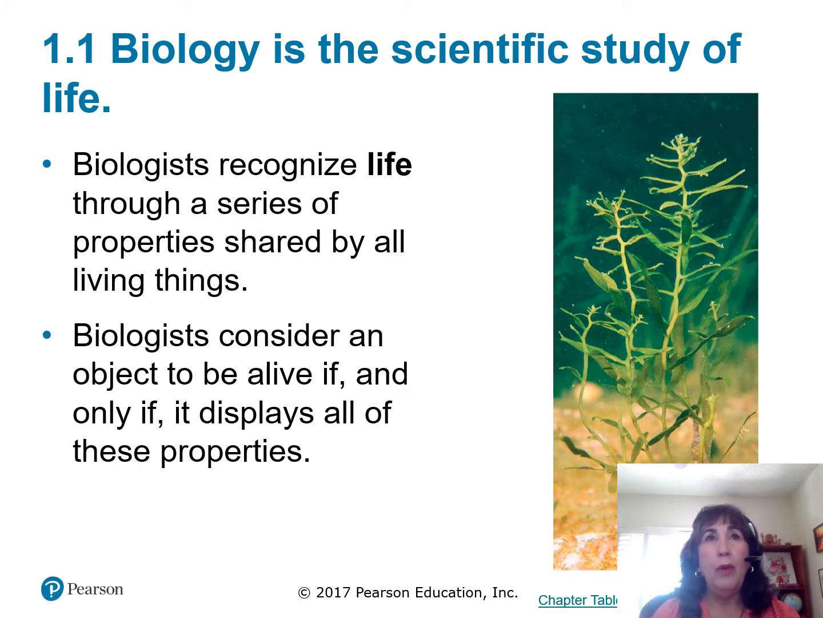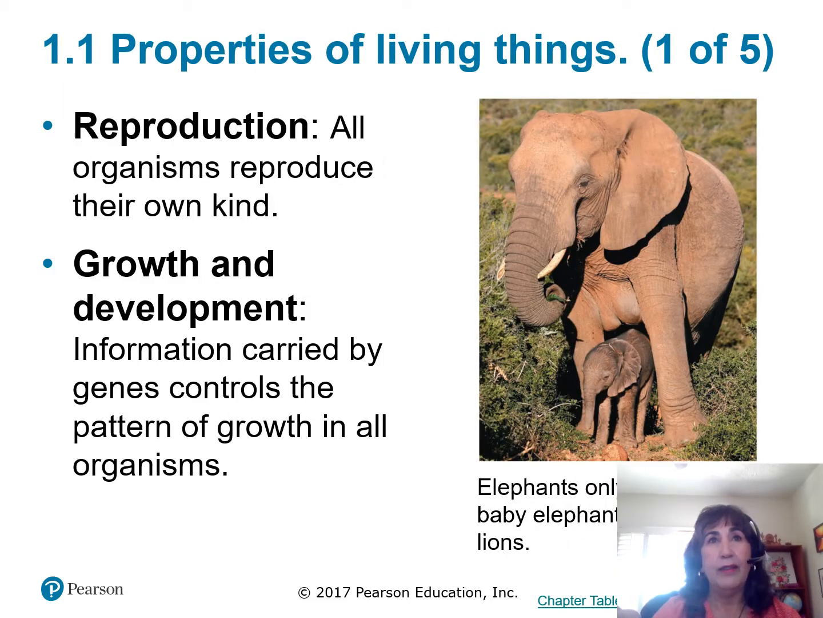Well, when we talk about life, we have to recognize it. So all life shares some properties. So the question is, what are these shared properties? One of the first properties is reproduction. All organisms reproduce their own kind. And in this slide, you can see a mama elephant and her baby. Elephants produce little baby elephants, so they produce their own kind.